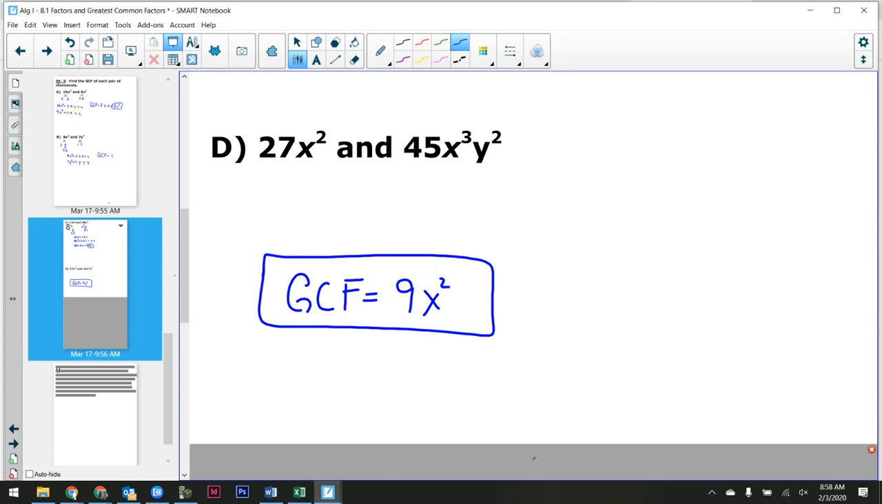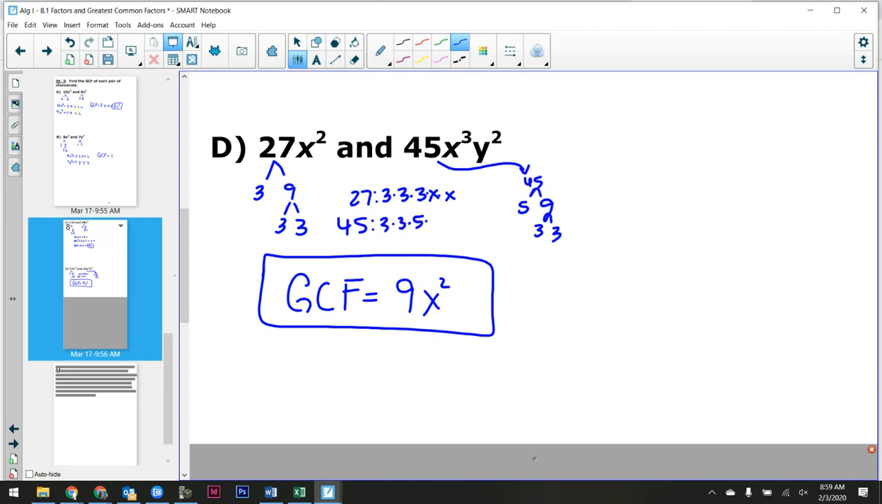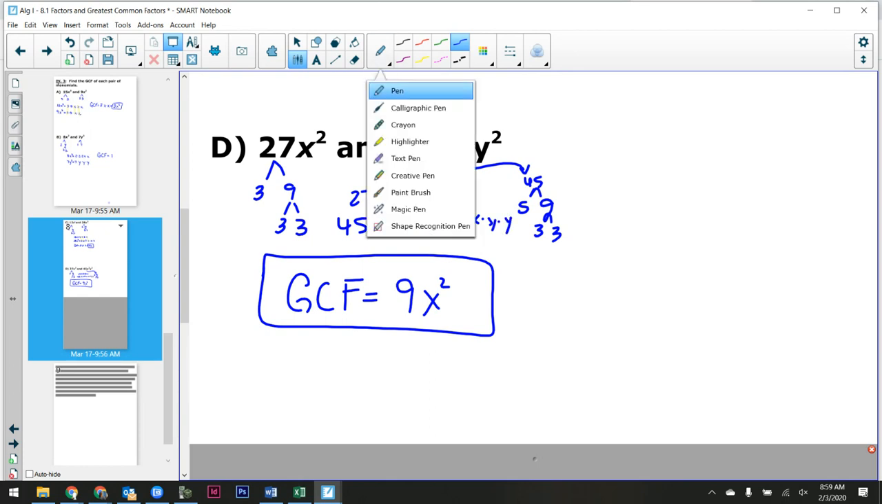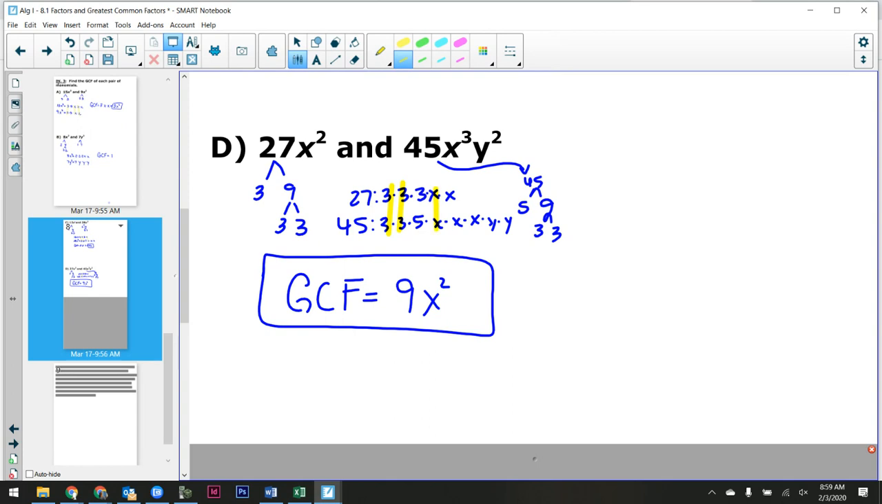Okay? If we wanted to go through the work and see it, yes, of course we could do that. 3 times 9 and then 3 times 3. So 27 would be 3 times 3 times 3 times x, right? 45 would be 5 times 9, which is 3 times 3, so 45 would be 3 times 3 times 5 times x times x times x times y times y. And then we have 3 times 3 times x times x, which is just 9x squared, right?